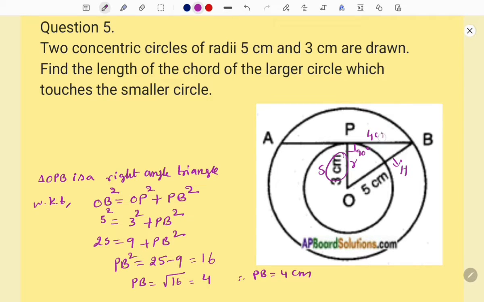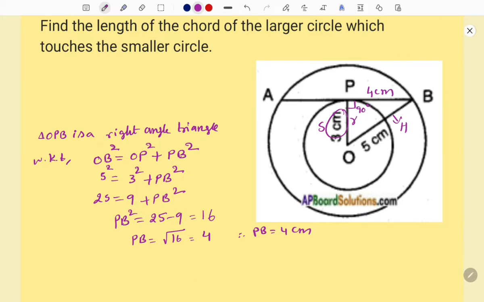This is 4 centimeters. But he asked for the length of the chord. Once you observe this figure, what is O? O is the center of the circle. And AB is the chord of the larger circle.